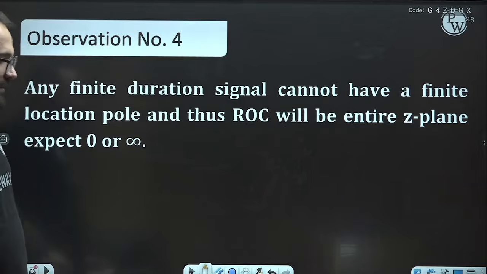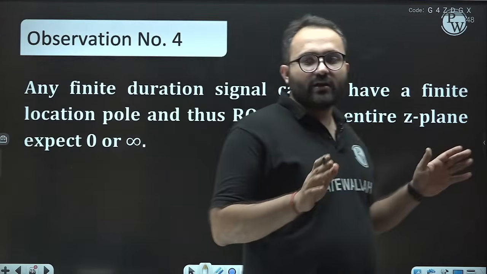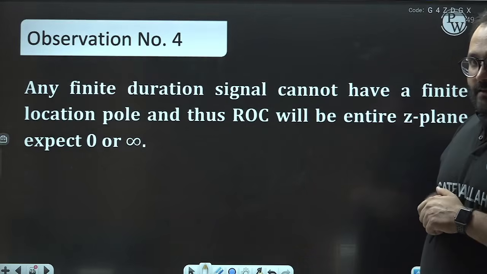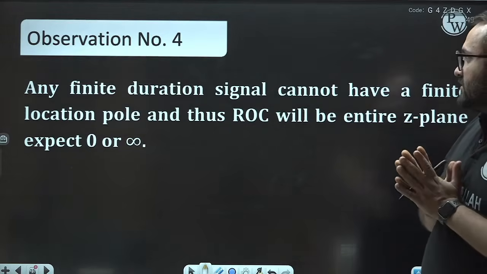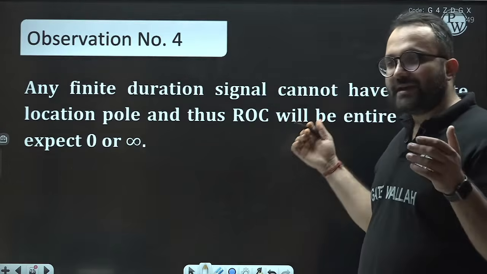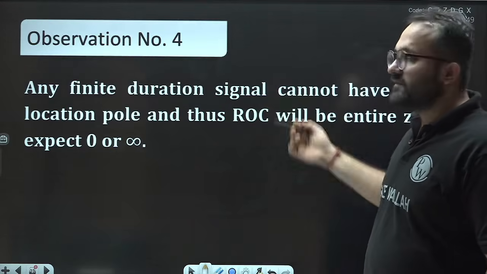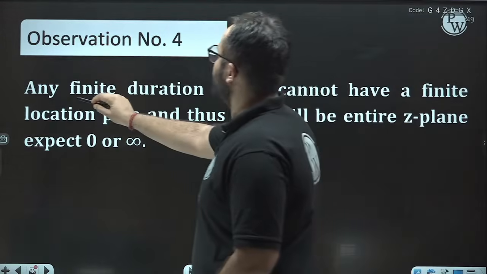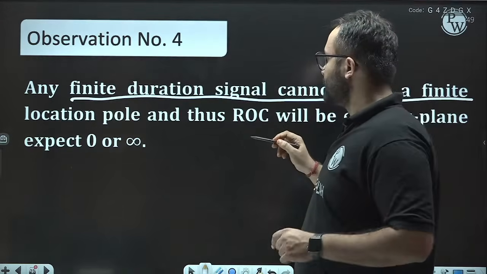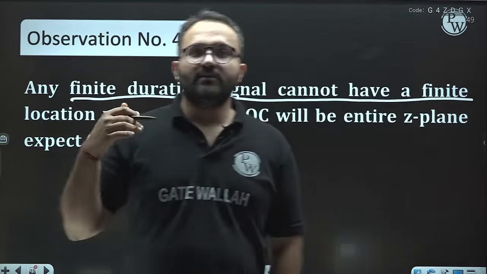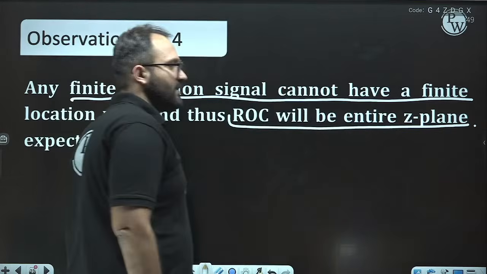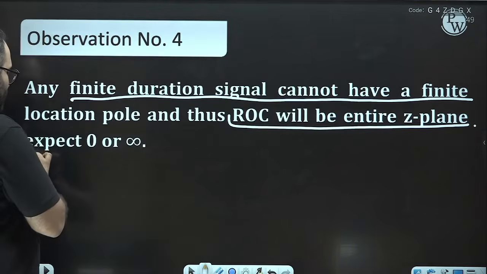Exactly the same property exists for Laplace also. In the Laplace transform, we got to know that the ROC for a finite duration signal is the entire S plane. In exactly the same manner in the Z transform also, any finite duration signal cannot have a finite pole. There are two things. First of all, for a finite duration signal, the ROC will be the entire Z plane. This property is exactly the same as that of the Laplace transform.